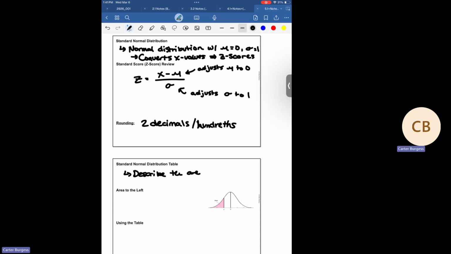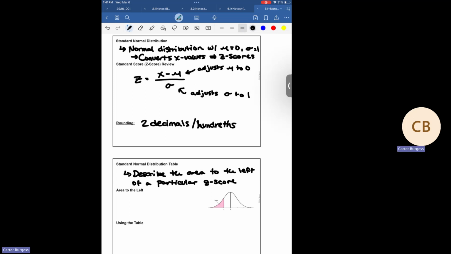So this is going to describe the area to the left of a particular z-score. What does the area under our curve correspond to, though? Well, all of it is 1. And why is all of it 1? Because it's a PDF, because it's probability.